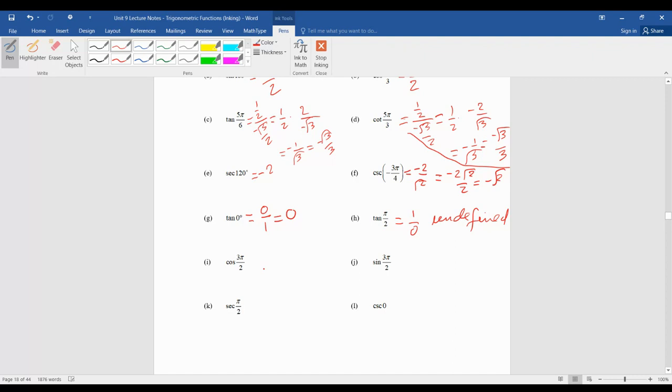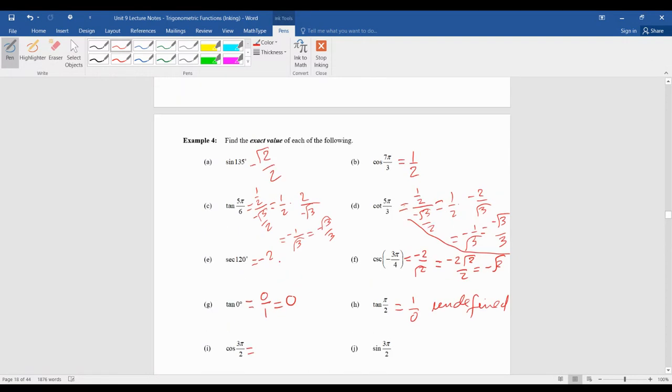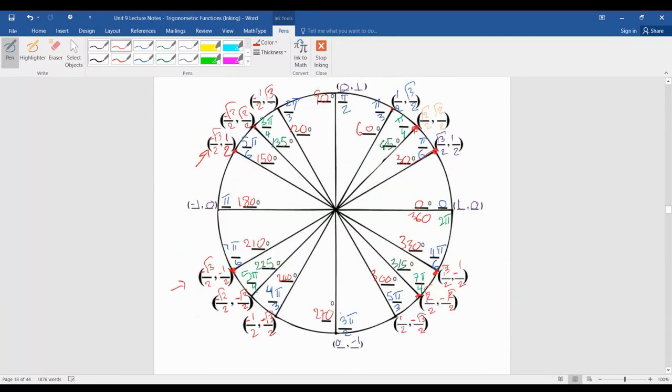So tangent pi over 2 is undefined. Cosine 3 pi over 2. So let me just go back to the unit circle. 3 pi over 2 over here, all the way on the bottom, 3 pi over 2.